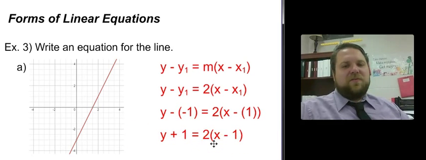So again, with point-slope form, I can write the equation of a line as long as I have the slope and any point on that line.